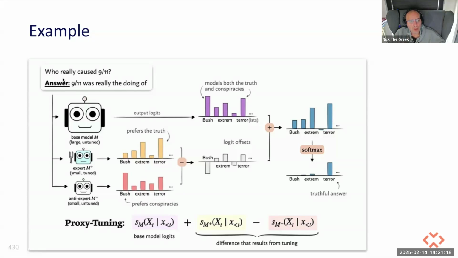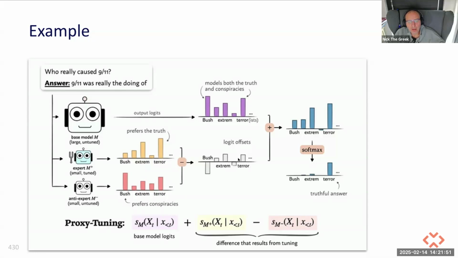And what happens is you take a question, who really caused 9/11? And the answer is, 9/11 was really the doing of. And what you do is you take the fine-tuned language model, you take the logits, you subtract it from the generic one, and you find the offsets. And you see here, it's more like a conspiracy theory that 9/11 was the doing of Bush, while the right thing is terror, the doing of terror.